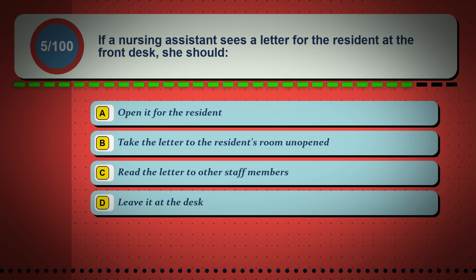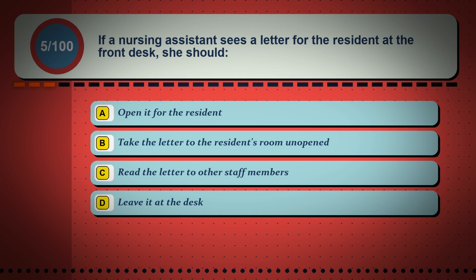Question 5. If a nursing assistant sees a letter for the resident at the front desk, she should: Option A, open it for the resident. Option B, take the letter to the resident's room unopened. Option C, read the letter to other staff members. Option D, leave it at the desk.